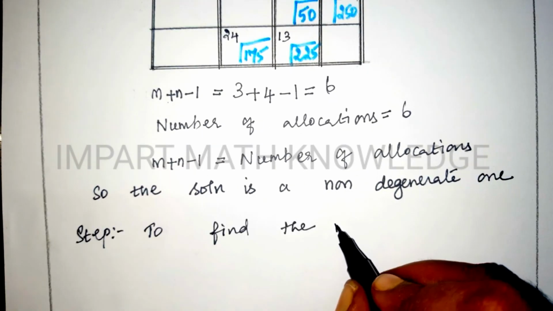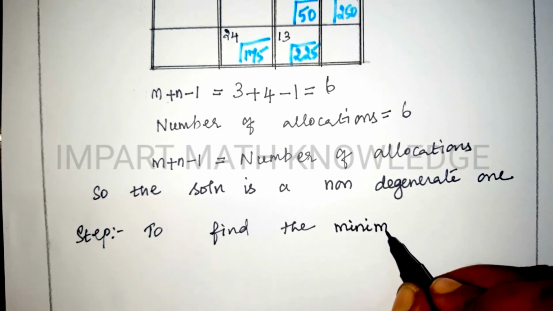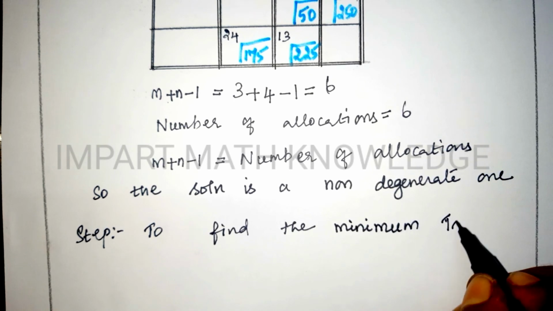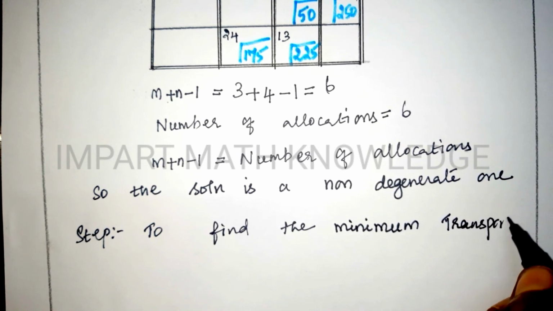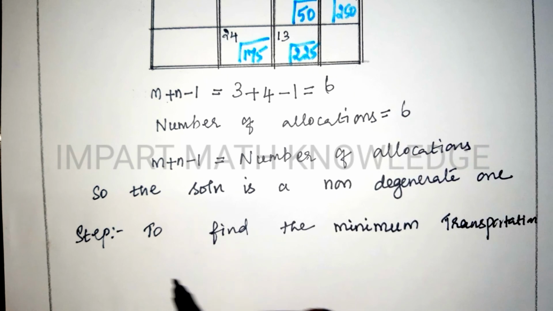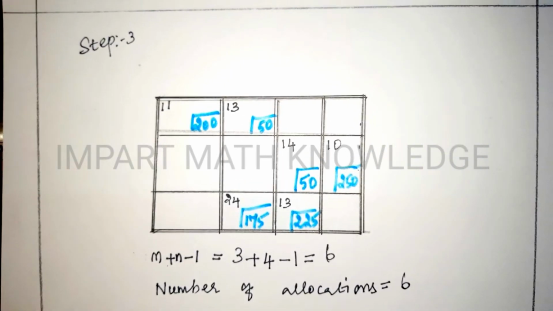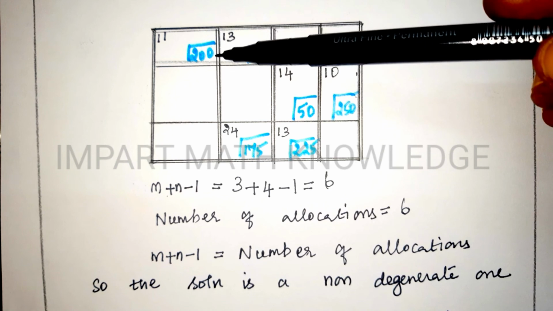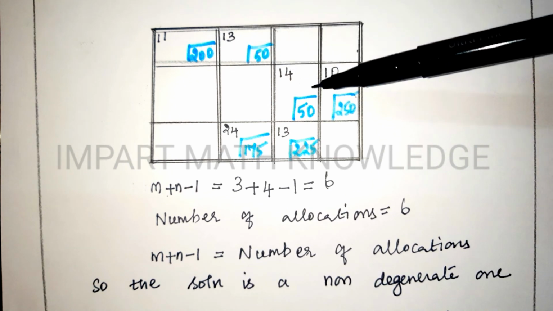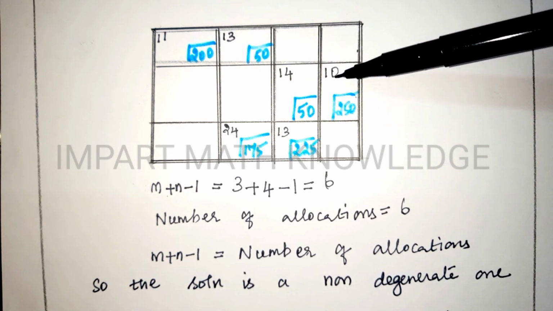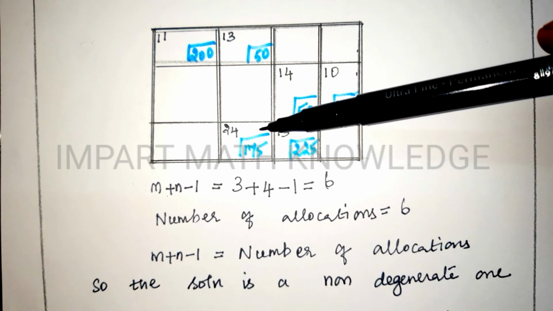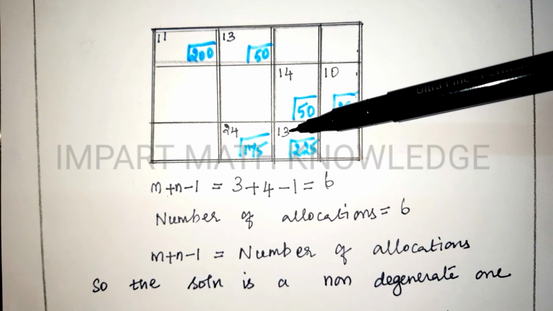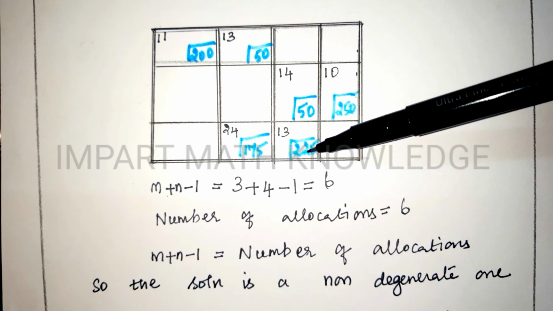Step 4, to find the minimum transportation cost, you just multiply and add the values. That is, for finding the minimum transportation cost, you have to multiply the values. That is 11 into 200 plus 13 into 50 plus 14 into 50 plus 10 into 250 plus 24 into 175 plus 13 into 225.